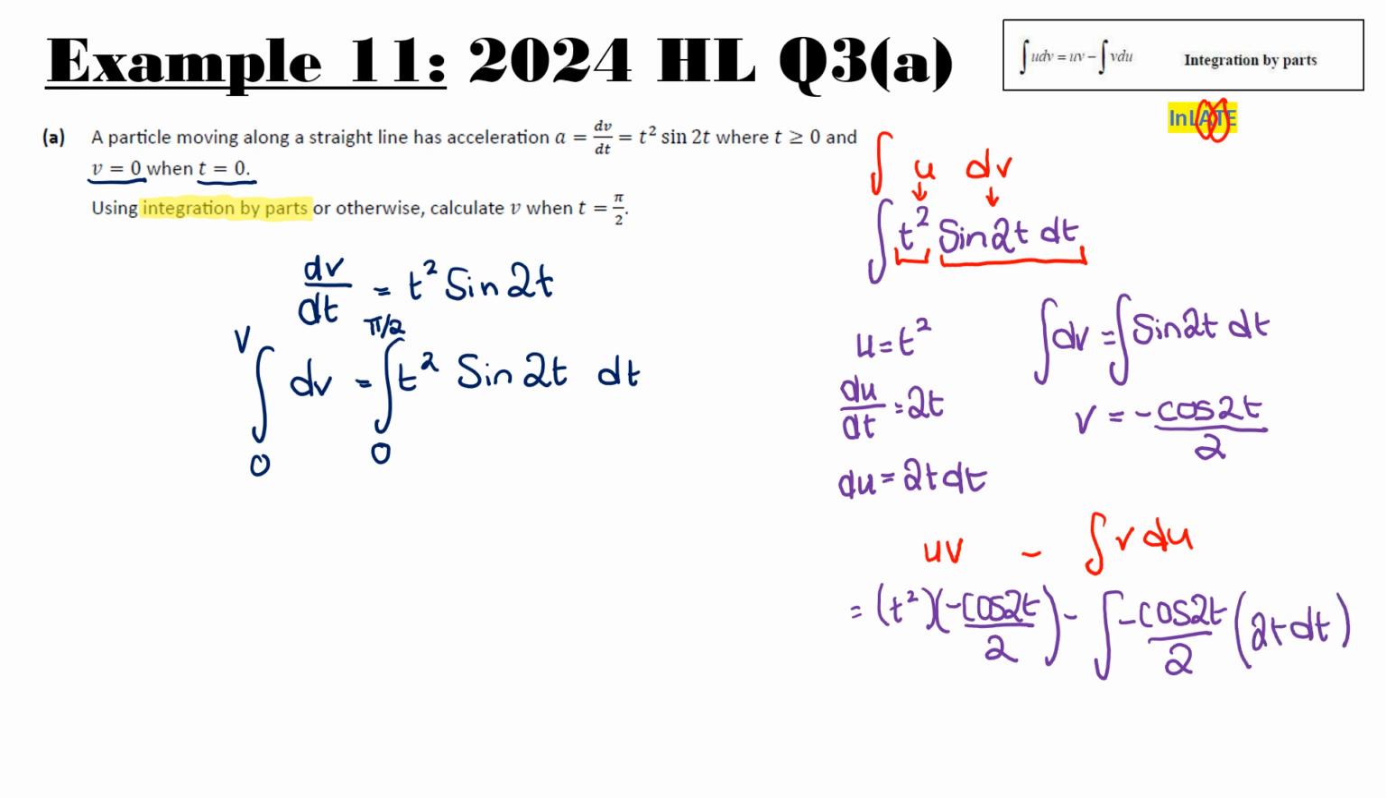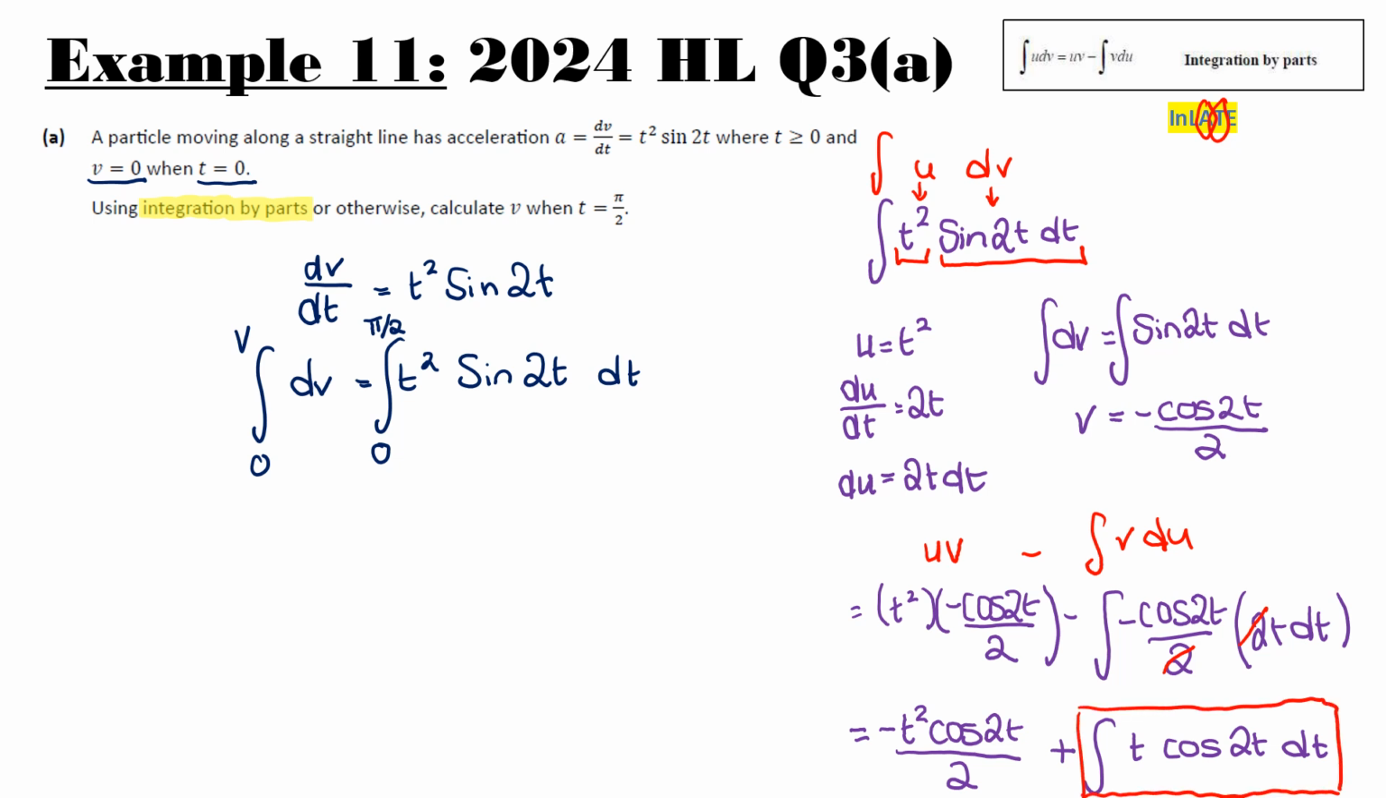So there is a 2 on the top and a 2 on the bottom here. That's very nice. So this little bit turns into minus t squared cos 2t all over 2. That bit's fine. Minus minus, I can pull that minus out. It gives me a plus, and this gives me a t cos 2t dt. Now, here's the thing. This little piece here requires integration by parts again.